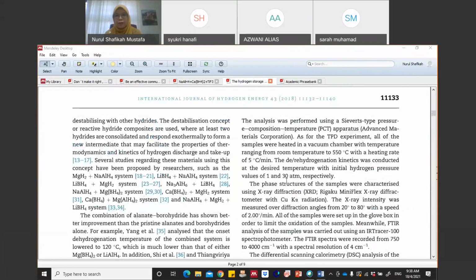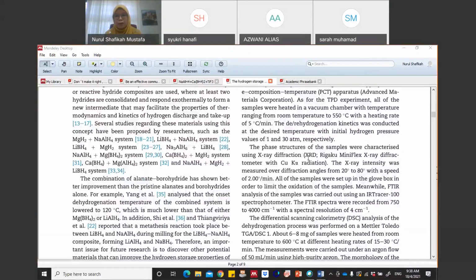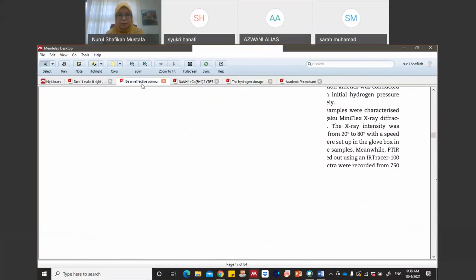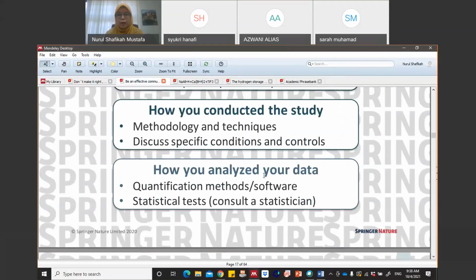So for every type of instrument tu, apa dia punya specification untuk you punya method tu. So adalah dalam ni, so you boleh explain lah kat situ secara ringkas. Tu dalam methodology untuk you punya manuscript. Okay. And how you analyze your data. Macam if you guna software, what quantification method or software, if you ada guna statistical test, consult statistician ke apa, so you kena mention lah dalam you punya tu.